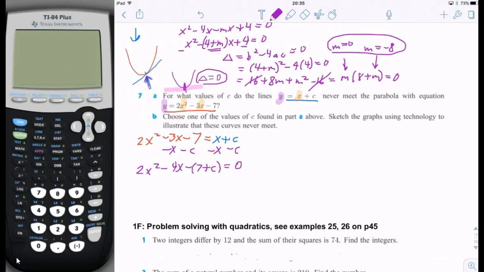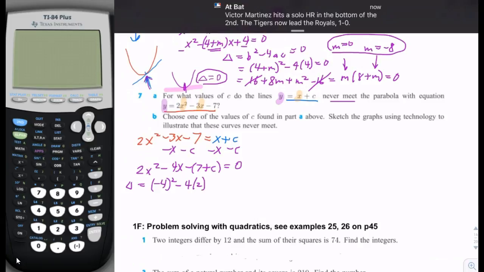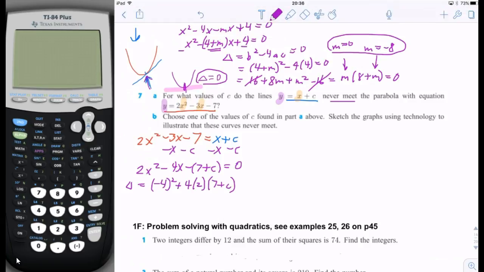So in this case, what kind of discriminant do we want? Well, it says never meets the parabola. So that would be the purple parabola should not touch the x-axis. So the discriminant should be less than 0. So now the discriminant is b squared, which is negative 4 squared, minus 4 times a times c, which is negative 7 plus c. So 7 plus c, negative.